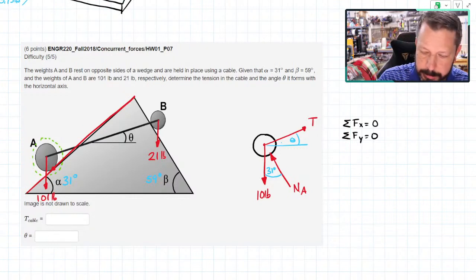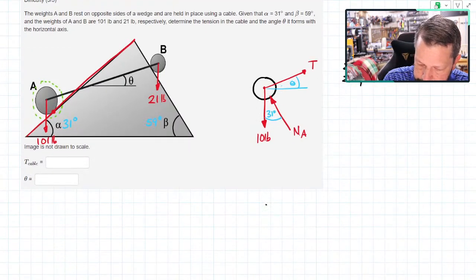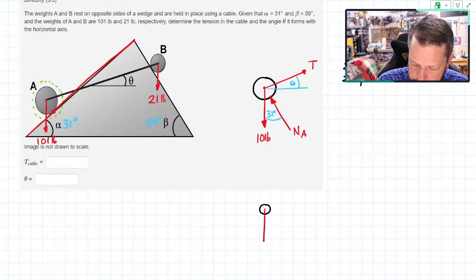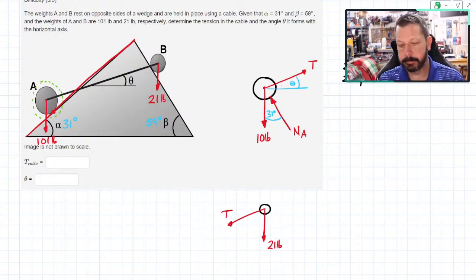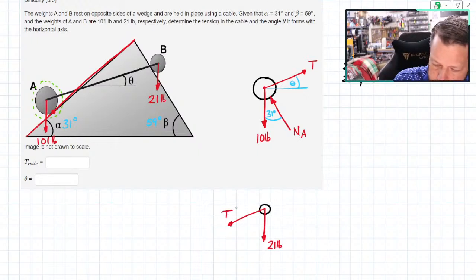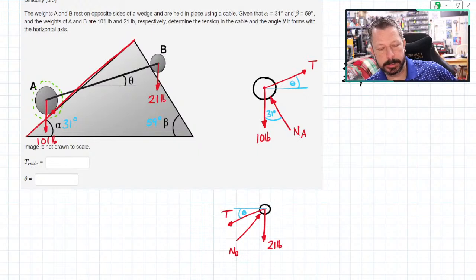So we draw another free body diagram. Let's scroll down here and draw B. B, I know there's 21 pounds here. I know there's a cable force. I've already labeled it on one end as T, so this will just be T also. Also theta degrees from horizontal. And also there's an NB, the normal reaction force from the ball touching the triangle.